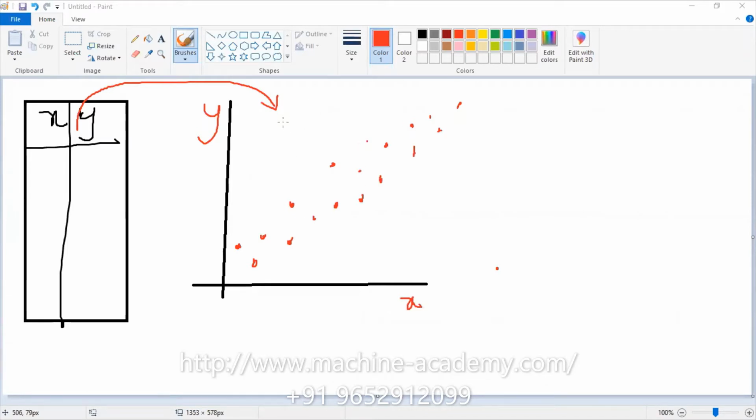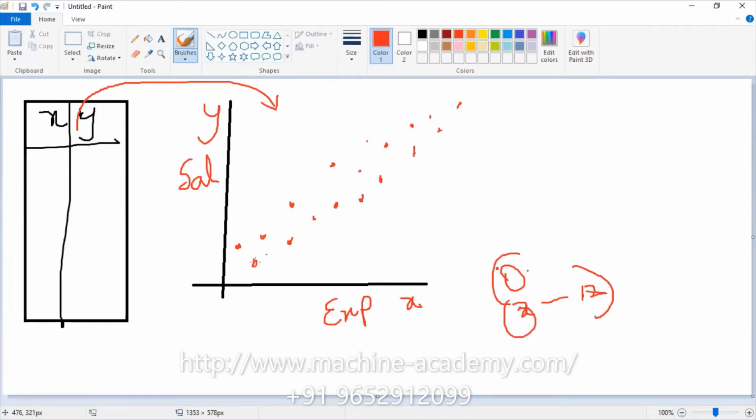Now let us take observations where the x variable is experience and the y variable is salary. Now I am not taking the independent person's growth. In the previous graph, I observed the x person from 0 to 12 years, so I got a linear line.